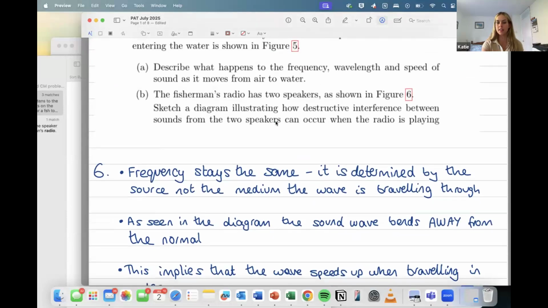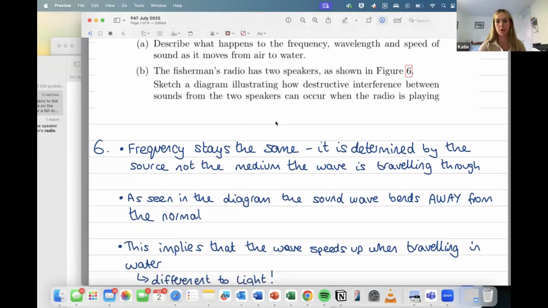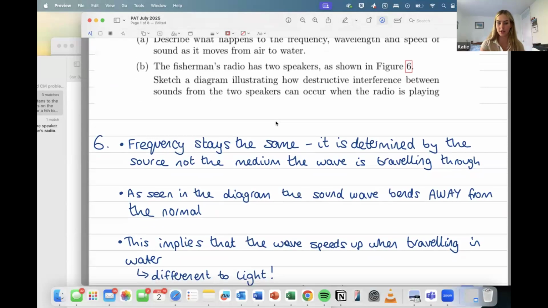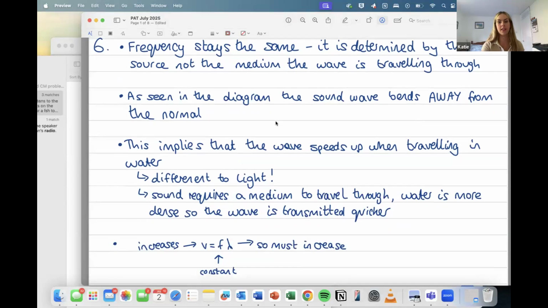If you think back to Nina's analogy with the car driving, if you go into a less muddy area, the wheels will speed up as it gets easier. Since it bends away from the normal, this tells us that v increases. This is different to light, which normally slows down when it enters water. Sound requires a medium to travel through, and water is a denser medium, so the particles are closer together, making it easier for the sound wave to be transmitted quicker. The speed of sound in air is about 330 meters per second, but in water it's about 1,400.